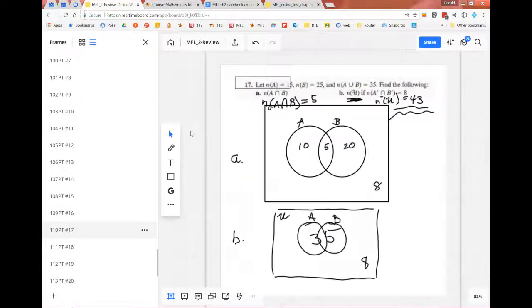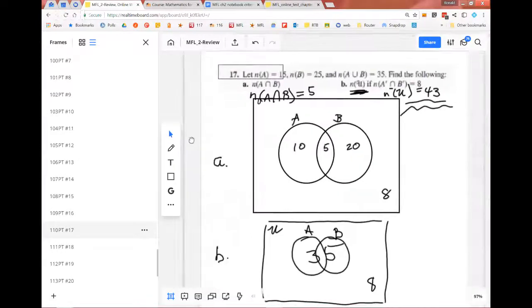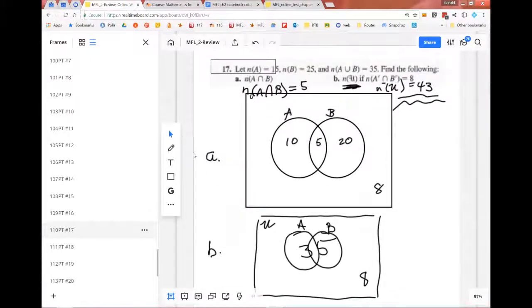Okay, then 17 looks like this. Again, we have two separate problems. I'm going to get rid of the pictures, not because I don't like looking at you, but so we have a little more on the screen. So the number in A is 15, the number in B is 25, and the number in their union is 35. Now, 15 plus 25, is that 35? No, it's 40. So what does that tell you?